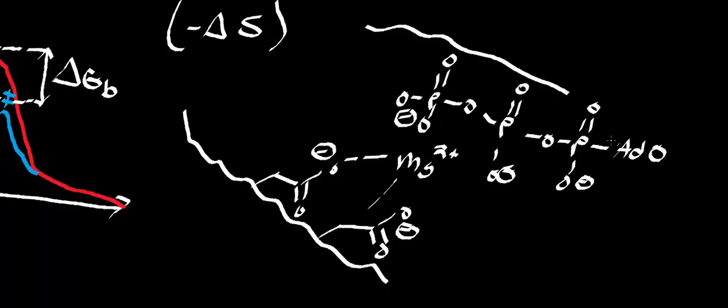Now, whenever you see this term ado, that just means adenosine. So I'm denoting that this is adenosine triphosphate. What you have is this interaction on one side between the magnesium and the aspartate residues, and then on the other side you have the magnesium interacting with the phosphates. Typically it's just the beta and the gamma phosphate.